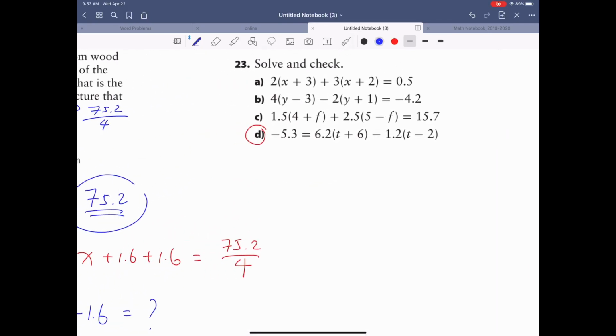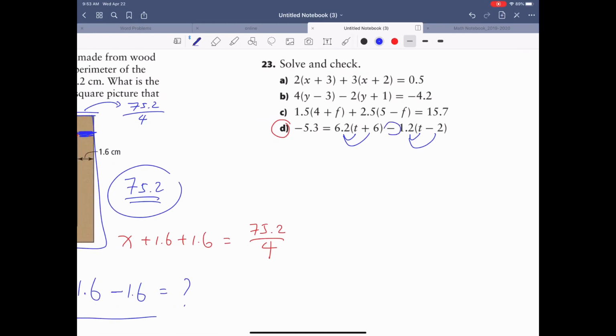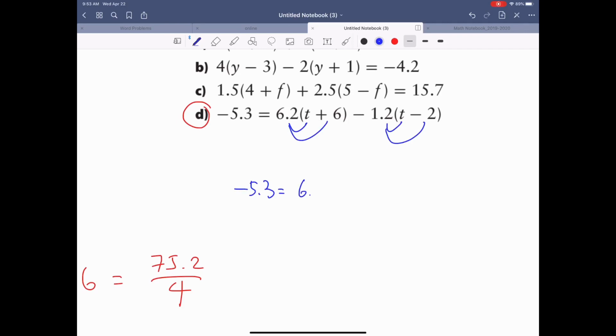23D, this one here. Oh, that's a little bit complicated because it involves two distributive property setups. Okay. Oh, in this case, ooh, this one is interesting because you have a minus here. Okay, so let's analyze it a little bit. Let's do the distributive property first here. 6.2t plus 6.2 times 6. Okay, that's what I'm doing here for the distributive property.